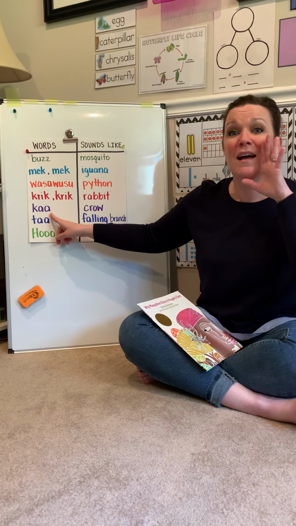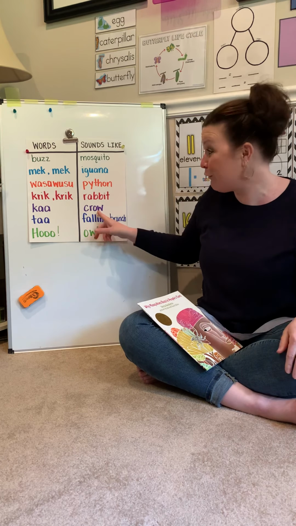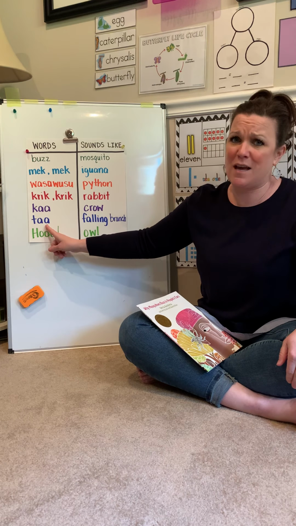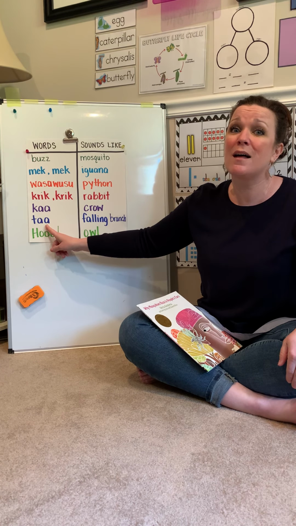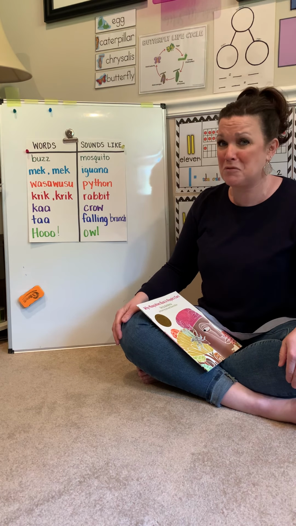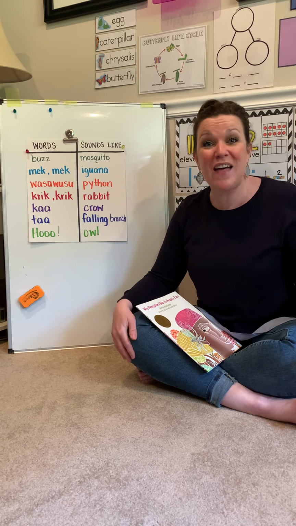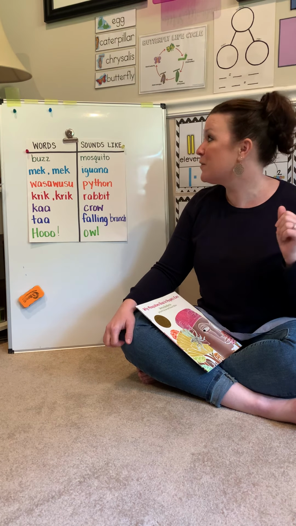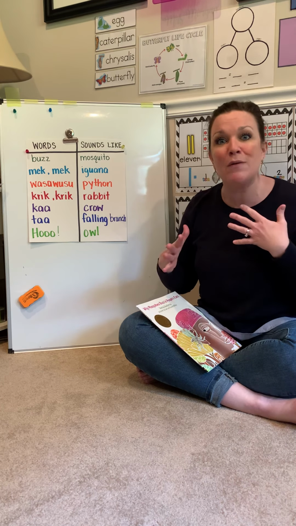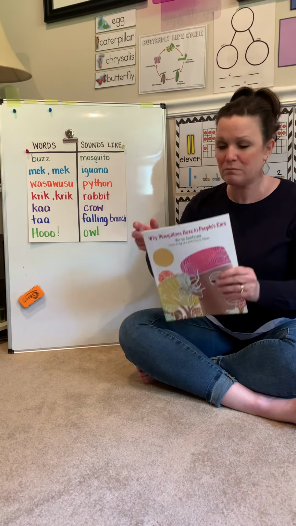What about this one? Caw, caw. Yeah, it was the crow. We learned what the crow sounded like. And this was a sad one. Ta. That was the sound of the falling branch that killed the baby owlet. So sad. And what about hoo? That's the sound of the owl. Good job, friends. So thank you for thinking about not only what was happening in the story, but those sound effect words that the author used to make this book so fun.